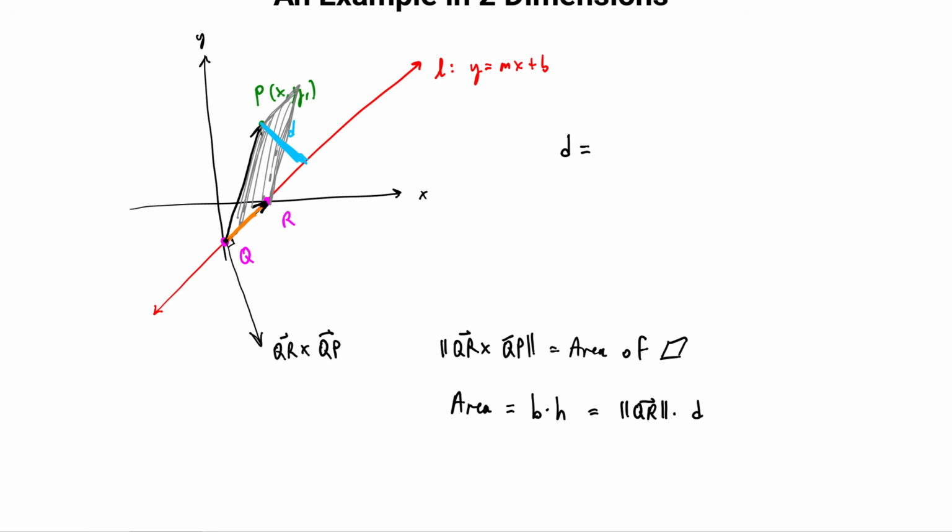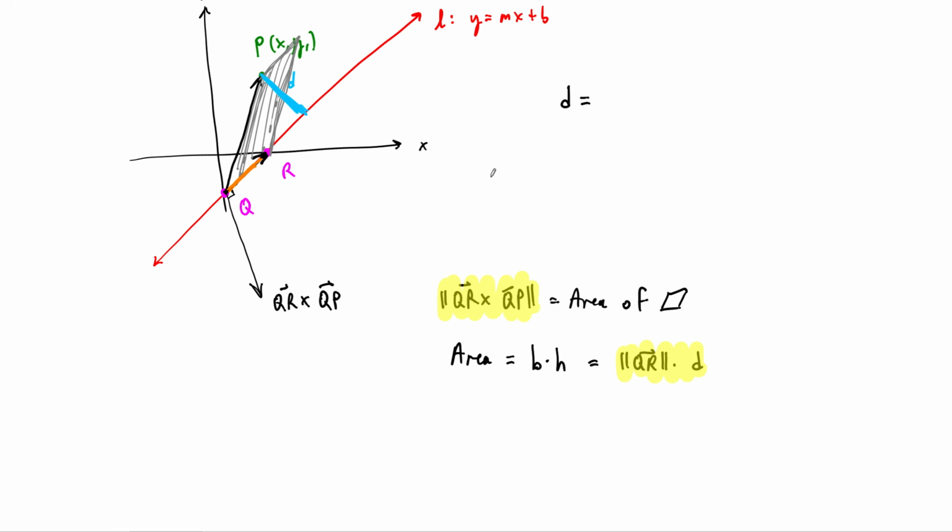So if we set these equal to each other, we're going to get a nice formula for the distance d that we're looking for. Just setting these equal, we see the length of QR cross QP is equal to this d that we want times the length of QR. So I'll back up here. What we end up with is that the distance from the point P to the line determined by the 2 points on the line, Q and R, is given by the length of the cross product, QR cross QP, divided by the length of QR.